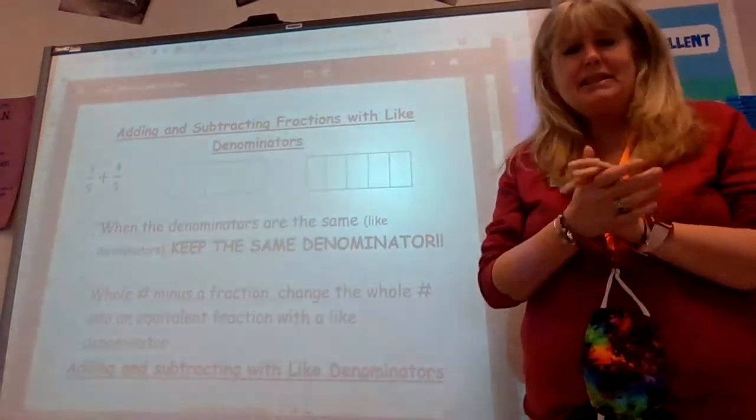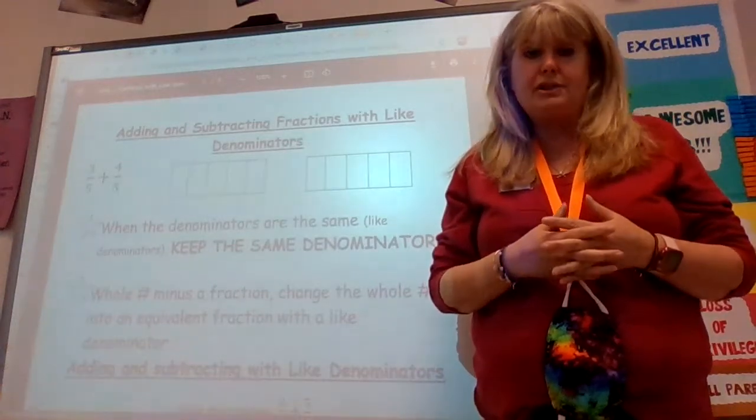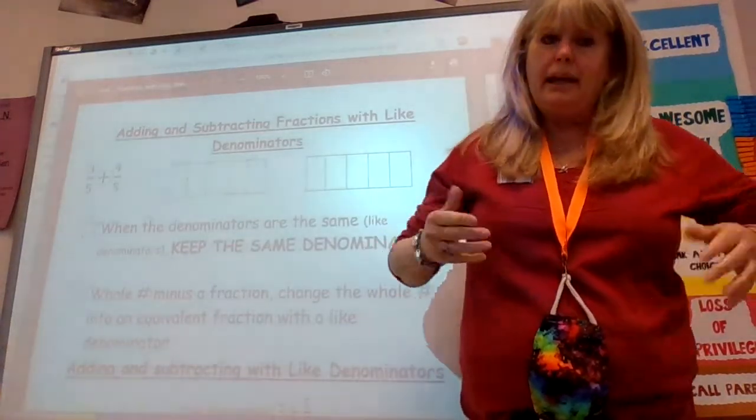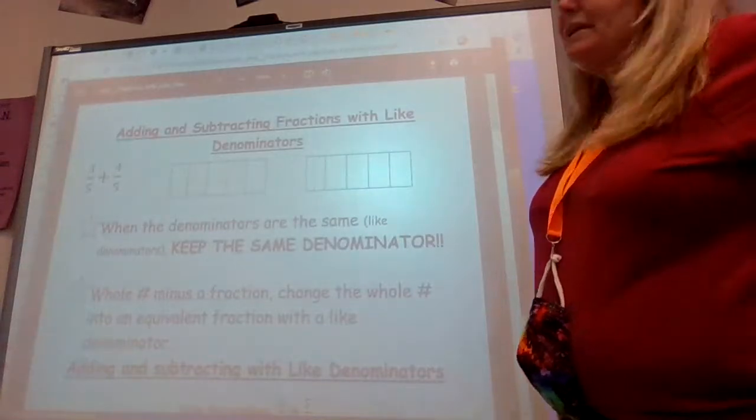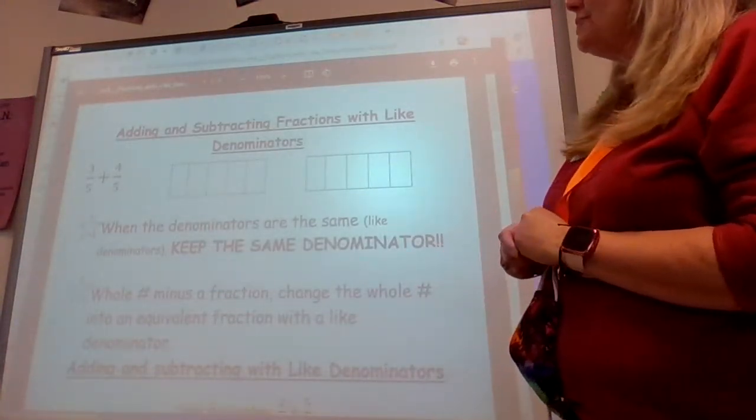Hi boys and girls. Today's lesson is 4.3e, adding and subtracting fractions with like denominators. And like means the same. So let's look at our notes first. It said adding and subtracting fractions with like denominators.